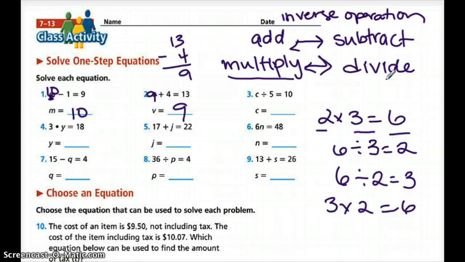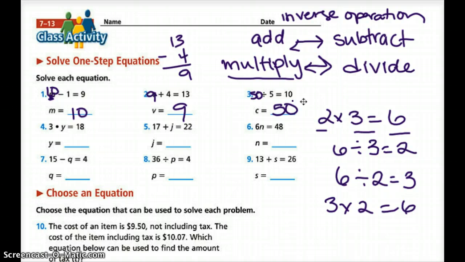Alright, next we have a division. What divided by 5 equals 10? So I have division. Opposite of division is to multiply. So 10 times 5 equals 50. Is 50 divided by 5 equal to 10? Yes, so then c equals 50.